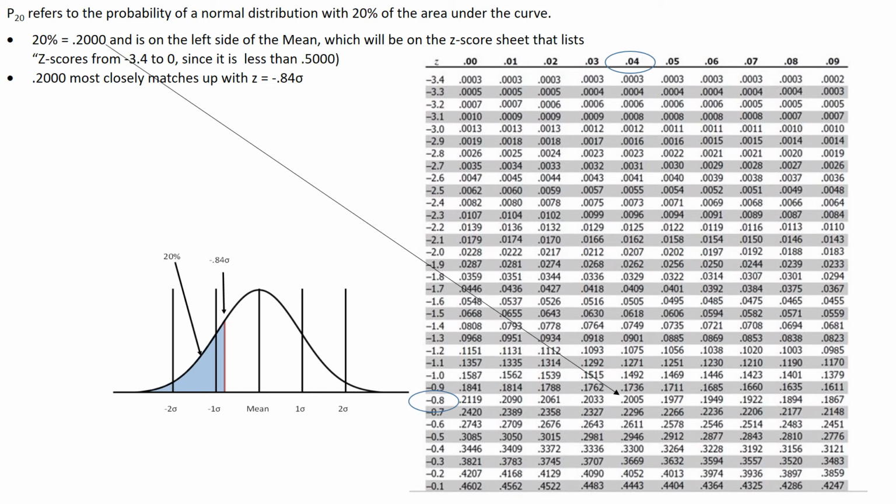Here's a P at 20%. P at 20%, this is less than 50%, less than 0.5000. So again, I got my negative z sheet here, and I'm going to look at where the closest is to 0.2000. And when I look at this, the closest is 0.2005 by far. Lower end 0.2033, and then the upper end 0.1977. So that translates to negative 0.84 standard deviations, which is close to negative one deviation, but not quite.